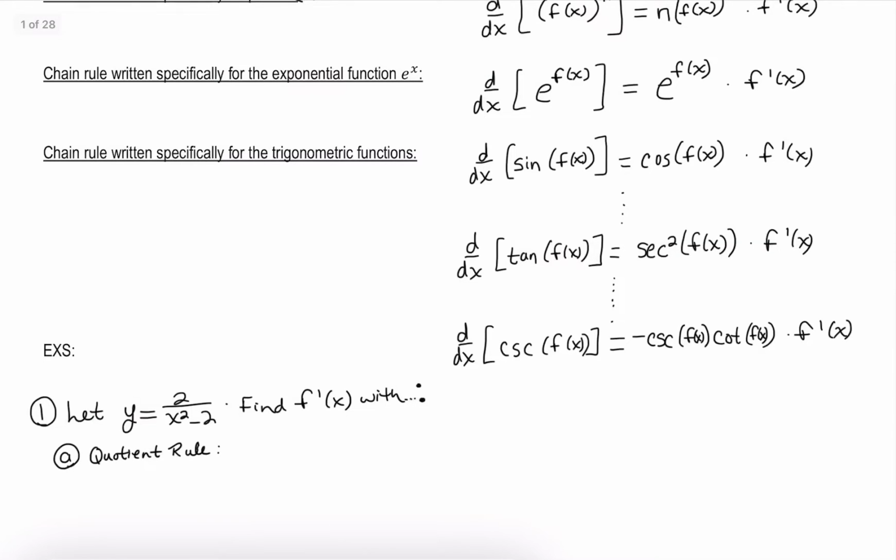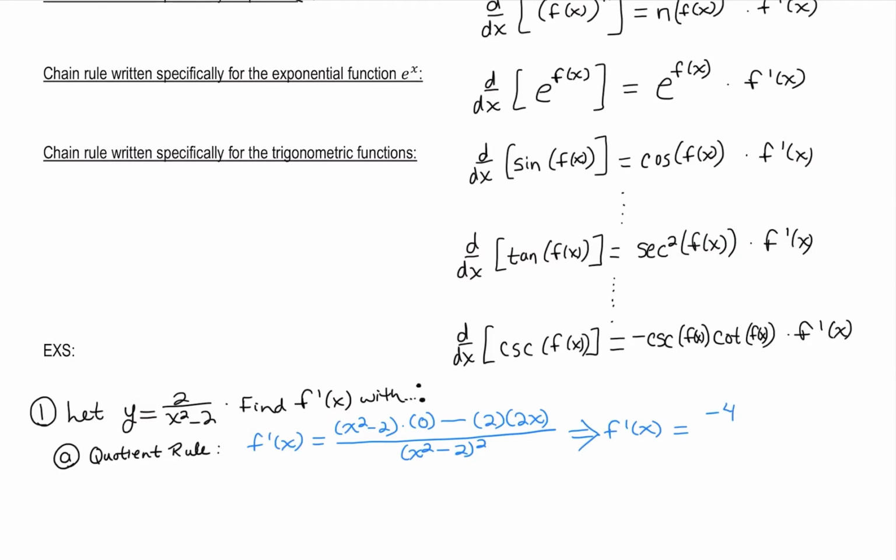So with quotient rule, that's a familiar hat, hopefully. So f prime would be, start with our denominator left alone, times derivative of numerator, which in this case is 0, minus numerator left alone, which is 2, times derivative of denominator, which is 2x, all over our denominator quantity squared. So this is going to tell me that my f prime is negative 4x over x squared minus 2 quantity squared. Okay, so that should look familiar.